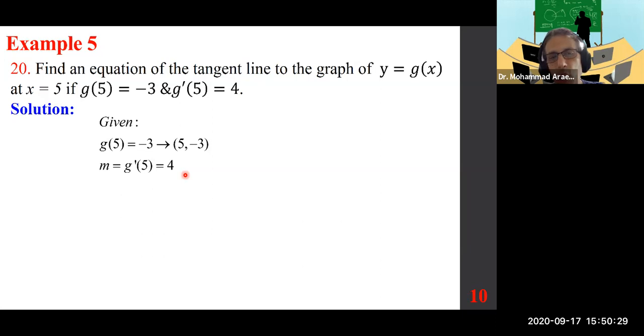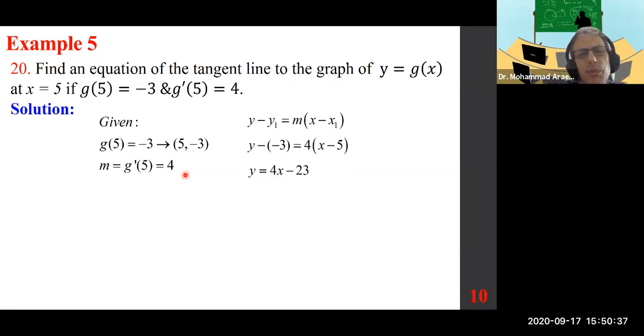y minus y1 equals m times x minus x1. And you come up with the answer. And again, just check the pair. If you plug in 5, did you get negative 3? Okay, so that's how the checking happens. That's a good idea, assuming you have the slope correct and the pair. Put it into the resulting equation, making sure that this works.